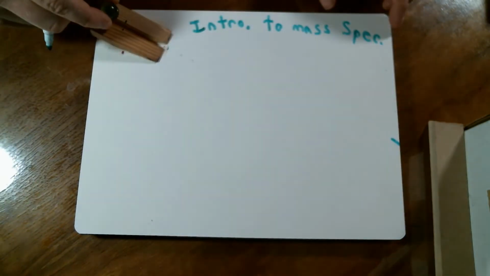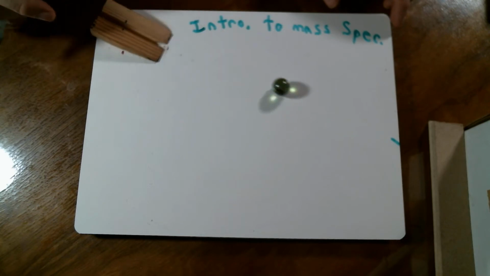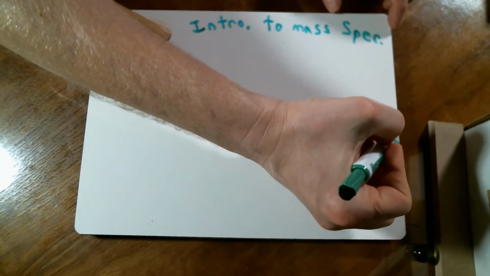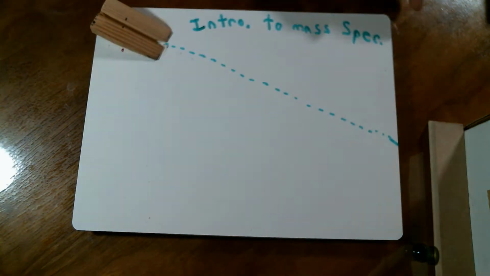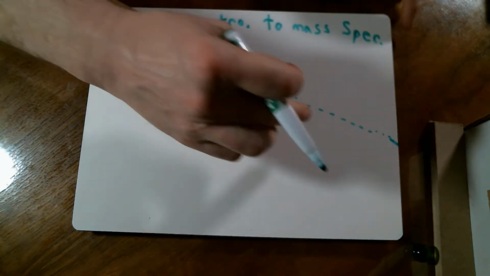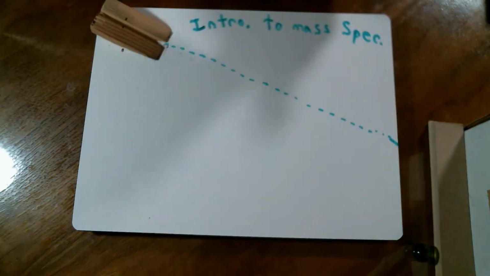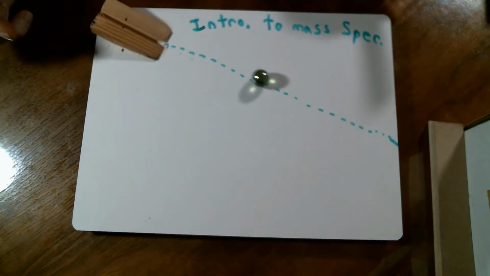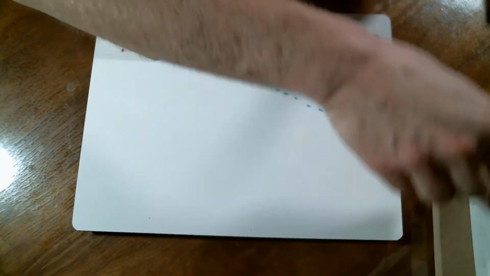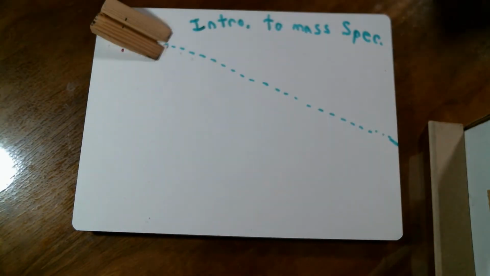Let's double check. Yep. And so we have an approximate straight line path to the edge of the whiteboard. And granted, I understand that I didn't draw it perfectly straight, but you get the point. All right. So the next question.